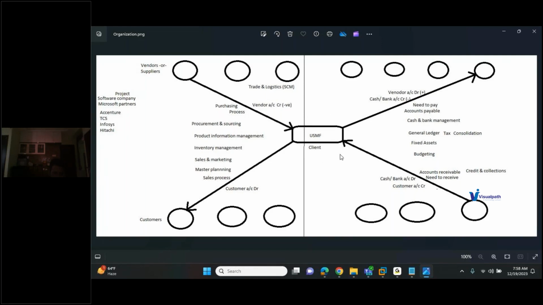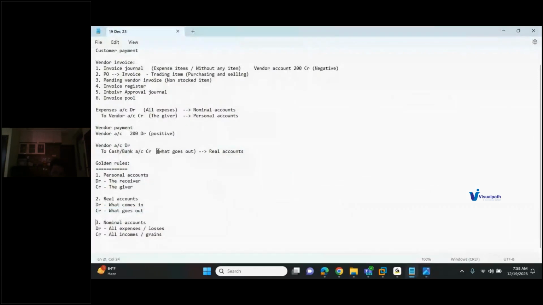Okay, so let me go back now. At the time of vendor invoice, expenses account is debited and vendor account is credited. And at the time of payment, vendor account is debited and cash or bank account is credited.